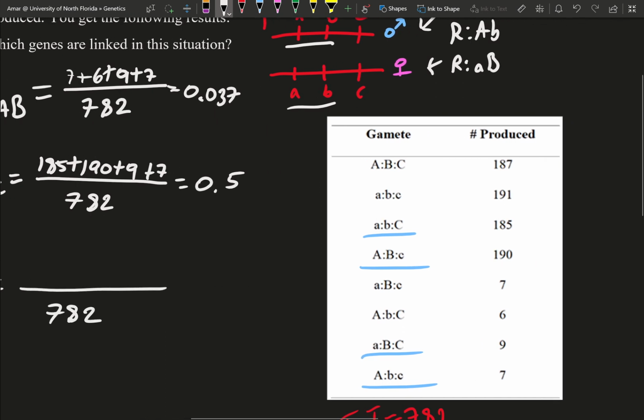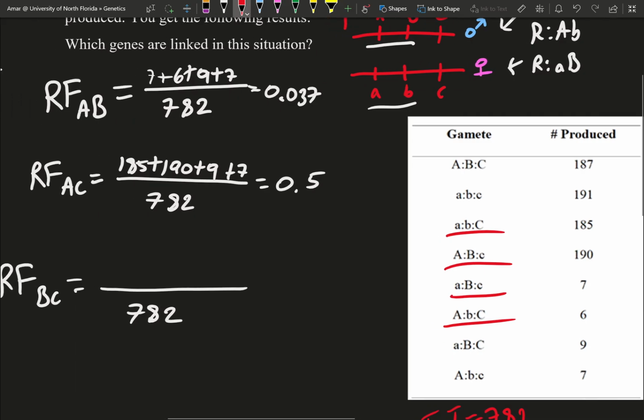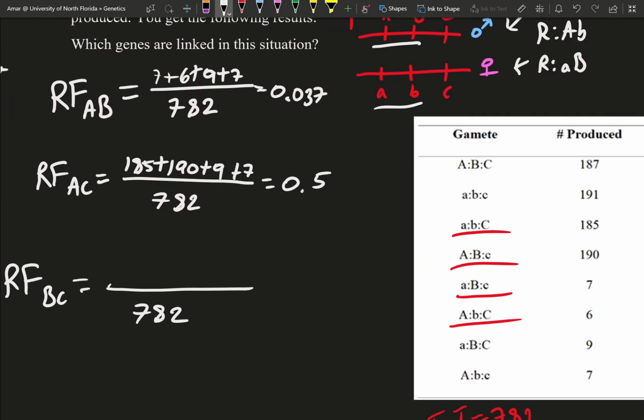Okay, so between B and C, we're looking for big B, little c, or little b, big C. So we're looking for those ones right there. So 185, 190, 7 plus 6, and then that should be pretty close to 0.5, but we can make sure, like 0.49, something like that. 0.496.